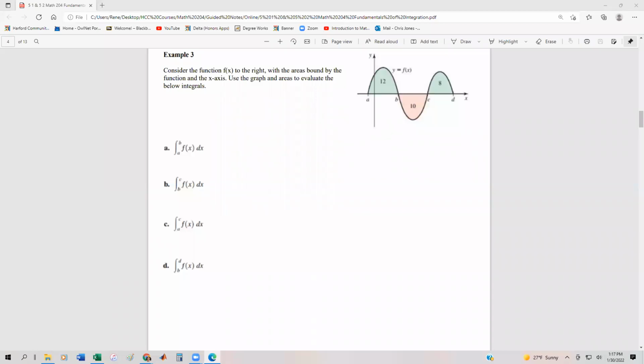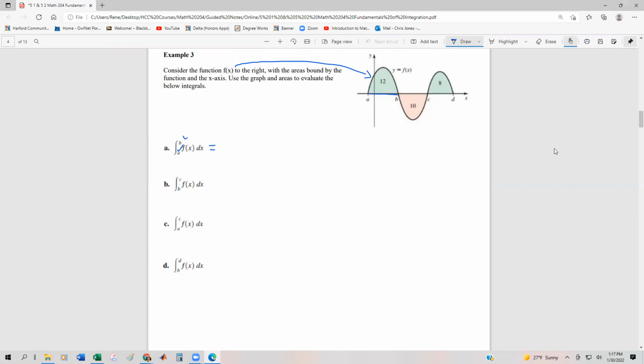A few more examples of using areas to evaluate integrals, one of which is such that we have the graph and we have some areas that are bound by the function over some different endpoints. So we have this function, we have 4 different endpoints, A, B, C, and D. And we're just going to use the graphs and the areas to evaluate the integrals. All right, so a really easy example, we have lower bound A, upper bound B of the function.